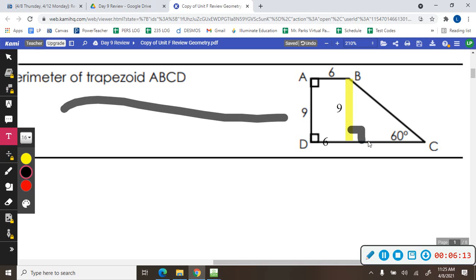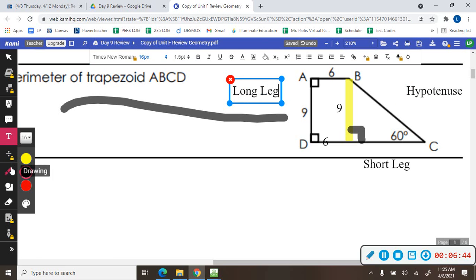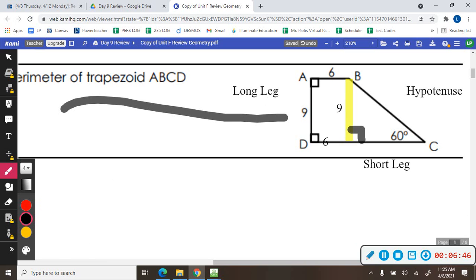And so really I just got to look at this triangle here, and 60 degrees. If you start with 60 degrees, then we know that this is going to be the hypotenuse, this is going to be the short leg down here, up here will be the hypotenuse, and across from 60 is the long leg. So the long leg is right there.